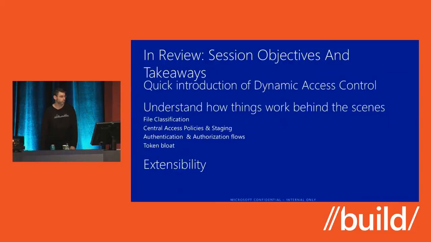So in review, we set out to introduce dynamic access control. Hopefully we did. Understand the plumbing of most of the stuff there. And we did file classification, central access policies, authentication, authorization flows, and token bloat. And then we talked about extensibility.